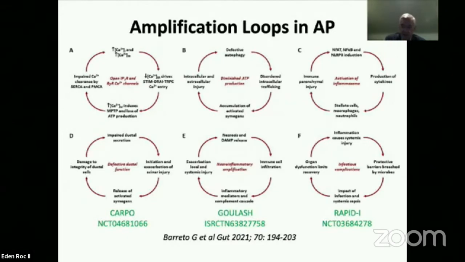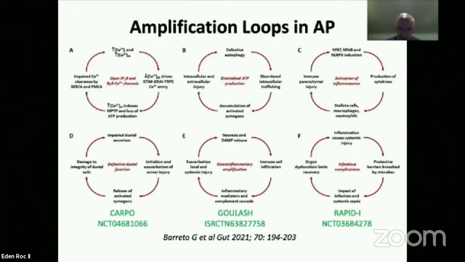What are we to do about this? Well, the amplification loops in A and D may be addressed by Voxora, the CalciMedica Orai channel inhibitor, CM4620, previously CM128, same compound. And the phase 2b trial that they're conducting, we hope will be successful.